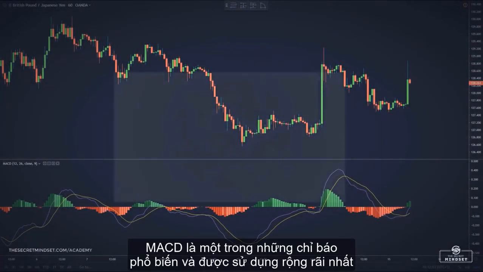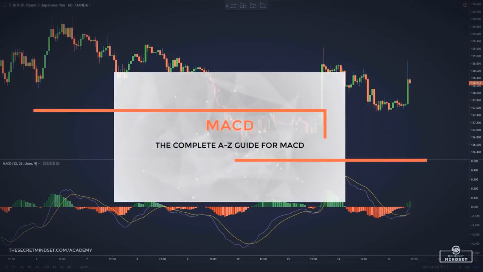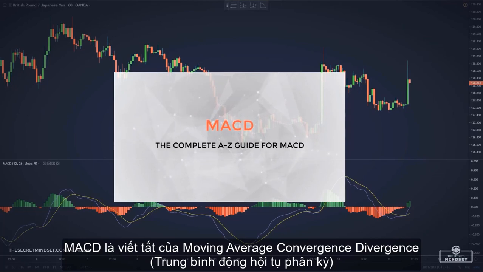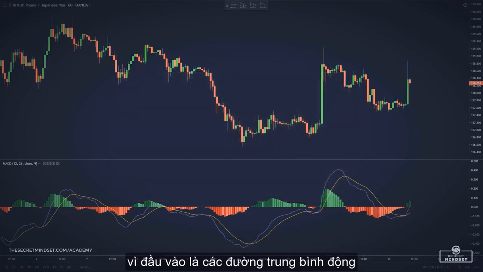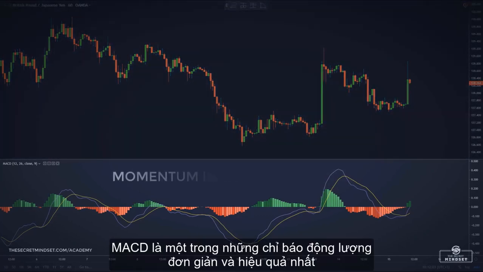The MACD is one of the most popular and broadly used indicators for forex and stock trading. MACD stands for Moving Average Convergence Divergence because it requires moving averages as its input. The MACD is one of the simplest and most effective momentum indicators available.